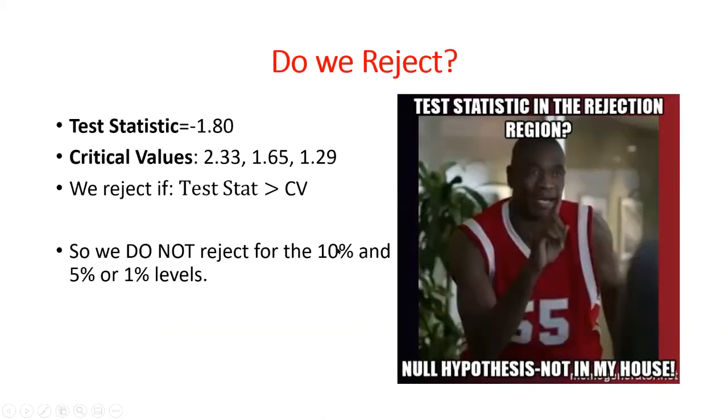We already talked about how we don't reject at any of these levels, right? And yeah, I like this meme. Test statistic in the rejection region, null hypothesis, not in my house, right? So we don't reject at any of these levels.